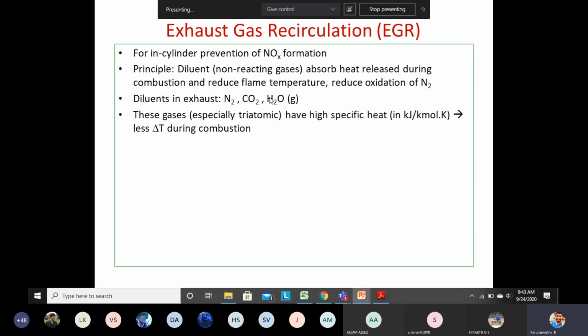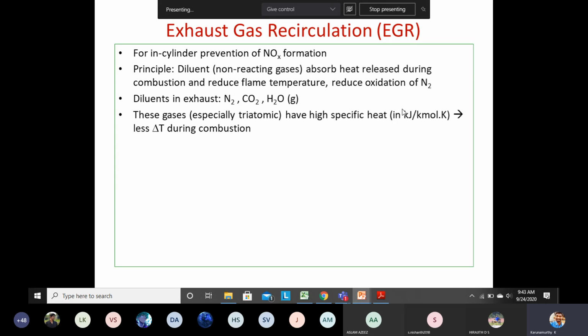Whereas in the case of water vapor, we have two atoms of hydrogen and one atom of oxygen. So this is a triatomic gas. This triatomic gas has higher specific heat. Specific heat is nothing but the amount of heat that is required to increase the temperature of the object by unit degree C. Right? What is the amount of heat that is required?